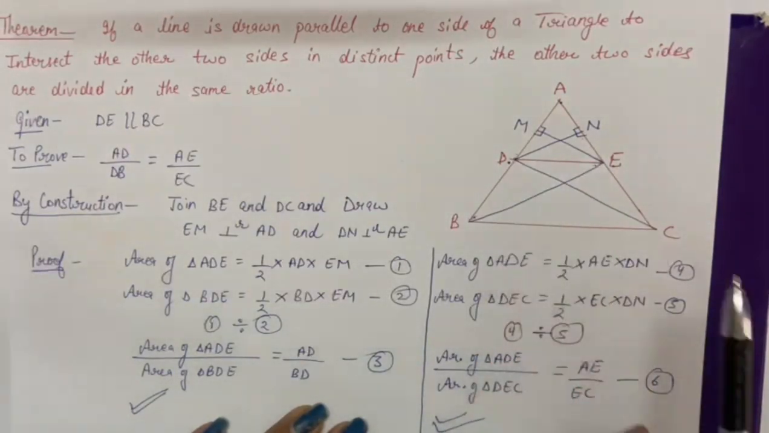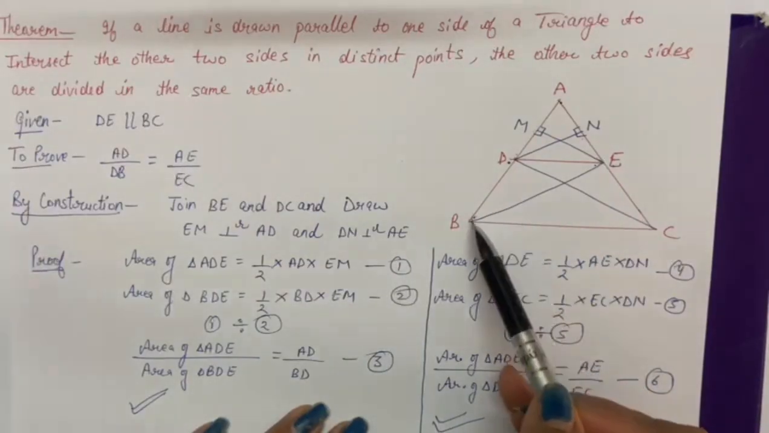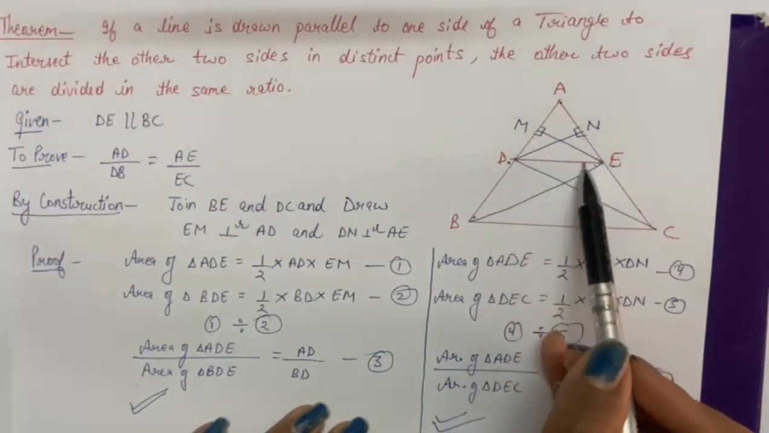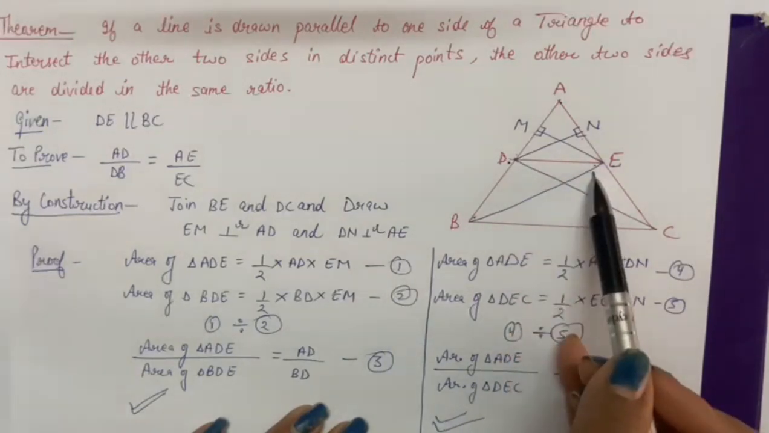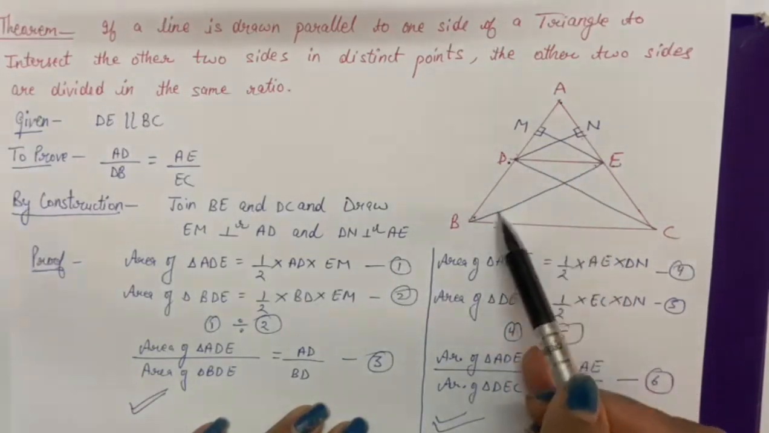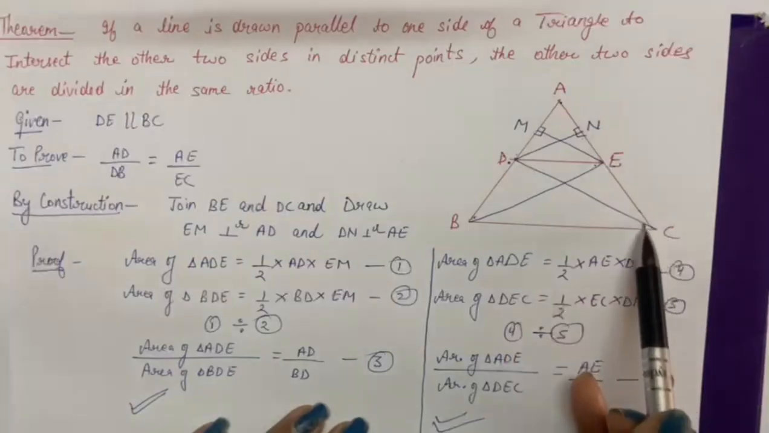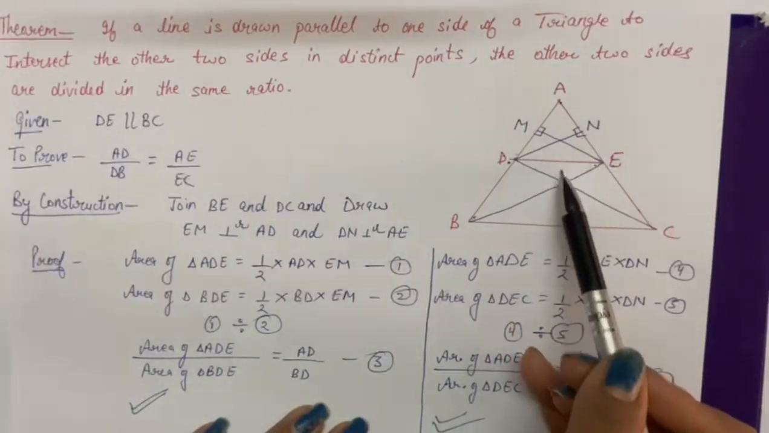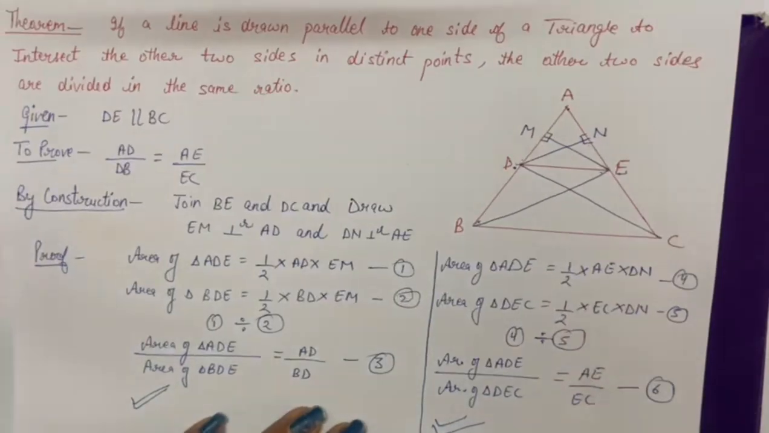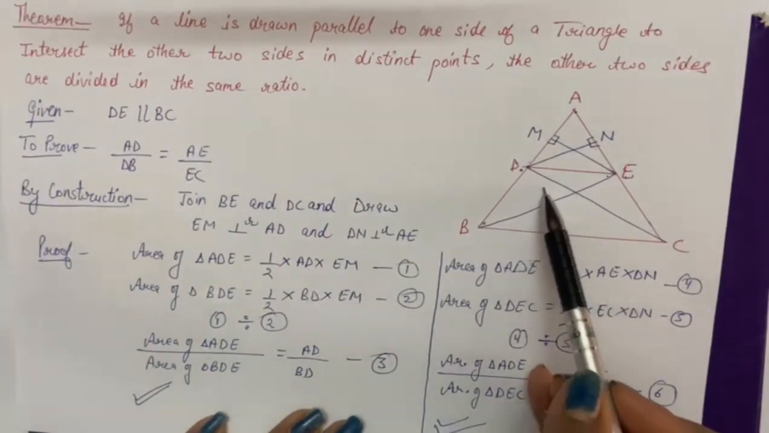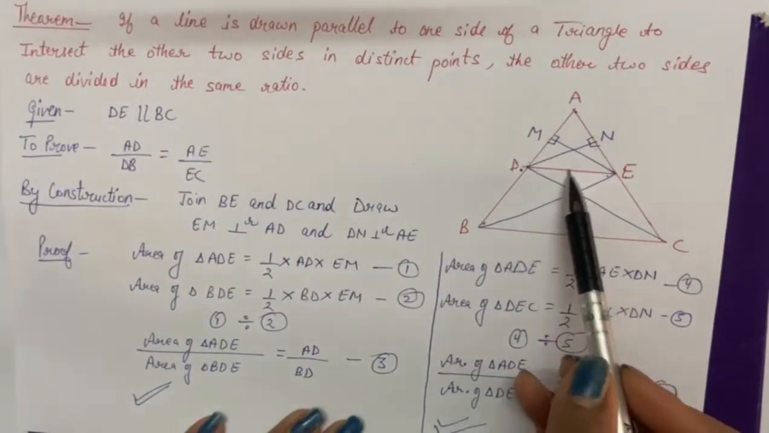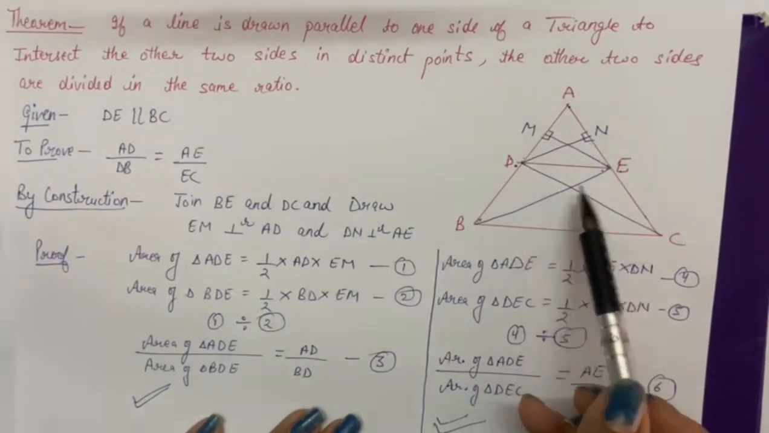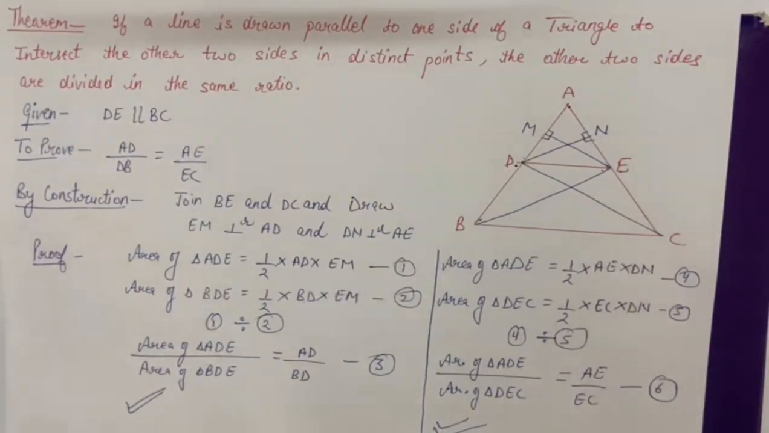One thing you have noticed here is that triangle BDE and triangle DEC are lying on the same base DE, right? Both the triangles BDE and DEC are lying on the same base DE, also between the same parallel lines. So there is one property that when two triangles lie on the same base and between the same parallel lines, then the areas of both the triangles are always equal.